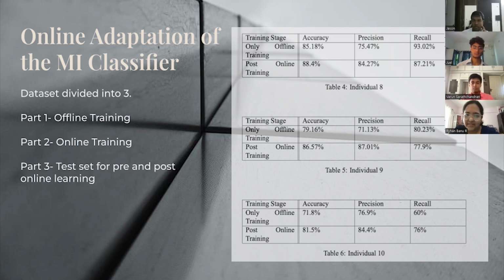As you can see in the tables, before online training and after online training, the accuracy is increasing: for individual 8, it's from 85 to 88, and for individual 9, 79 to 86. And again here, you can see it's going from 71 to 81%.